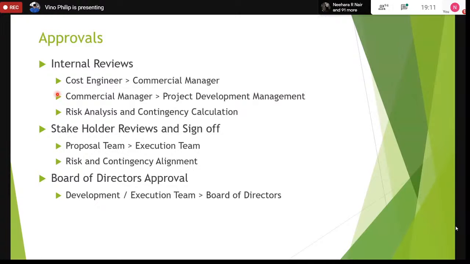So the first cycle is the internal approvals, the cost engineer to the commercial manager. Then the commercial manager works with the cost engineers to finalize any discrepancies or items that need to be changed. And then we take it to our management, which is in my division, the project development management team. Once that is defined, then we go through a risk analysis.